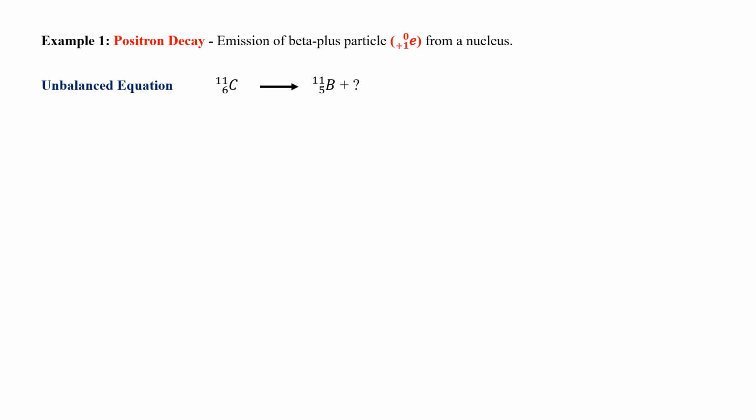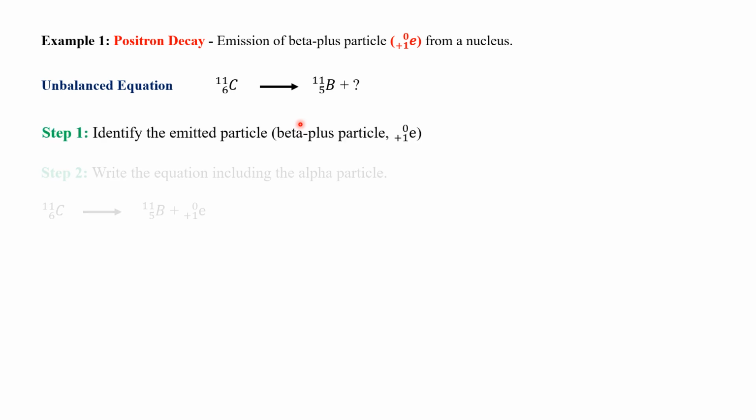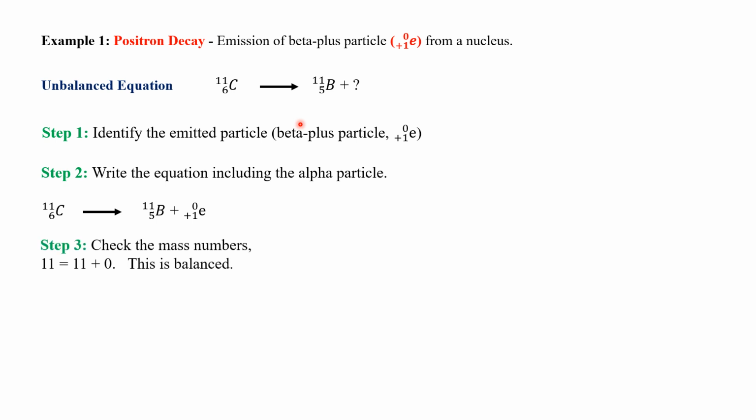Next, an example for positron decay, the emission of a beta plus particle, or what we call a positron. The beta plus particle is the antiparticle of the beta particle, and its symbol has 0 mass and plus 1 charge. An unbalanced equation is given. We need to follow the same steps: identify what type of particle is emitted, then write the equation, and then check the mass number and the atomic number on both sides.